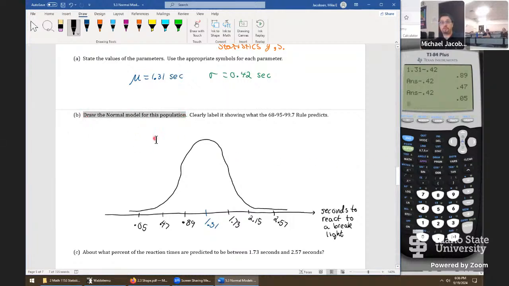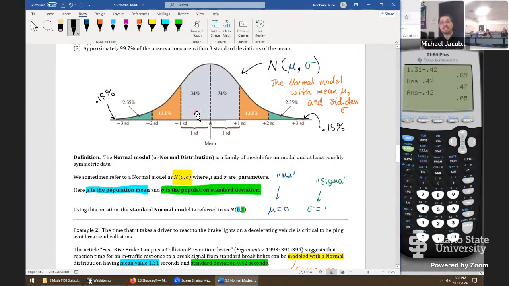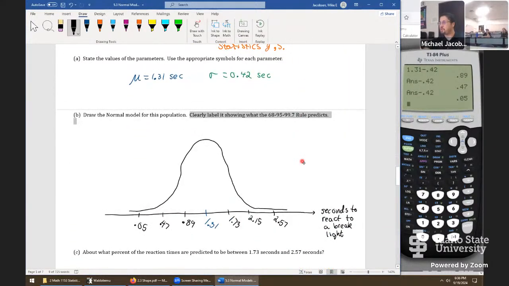So we did it, folks. We drew the normal model. And when it says clearly labeling it, showing the rule, pretty much this is all we're going for. Remember this diagram right here? We're just putting in the percentages. So let me scroll down and see how well I remember those. If you wanted to, you could just go here, here, and put 68% in the middle if you'd like. But you might notice it would be, through the 68, 95, 99.7 rule.